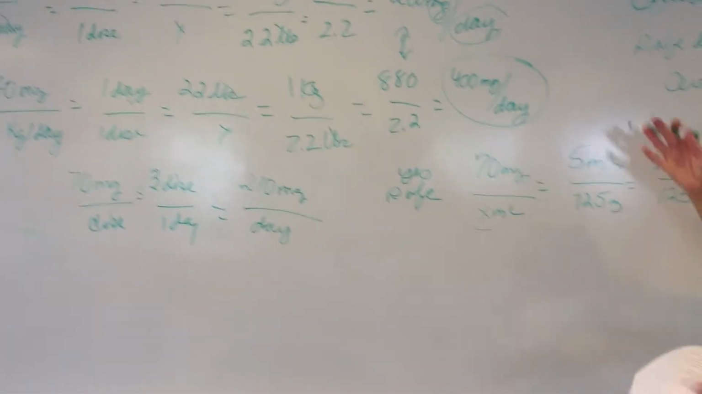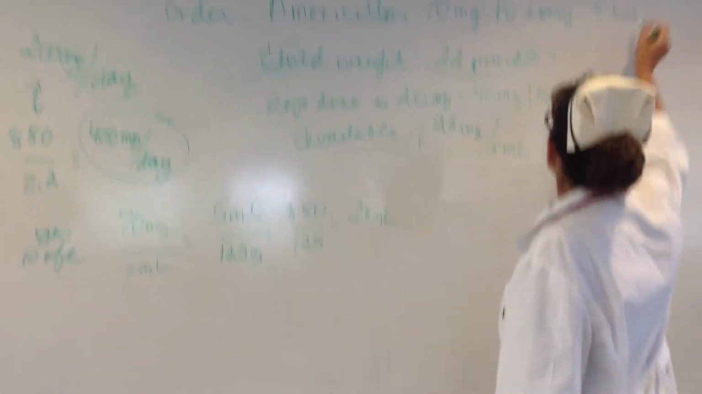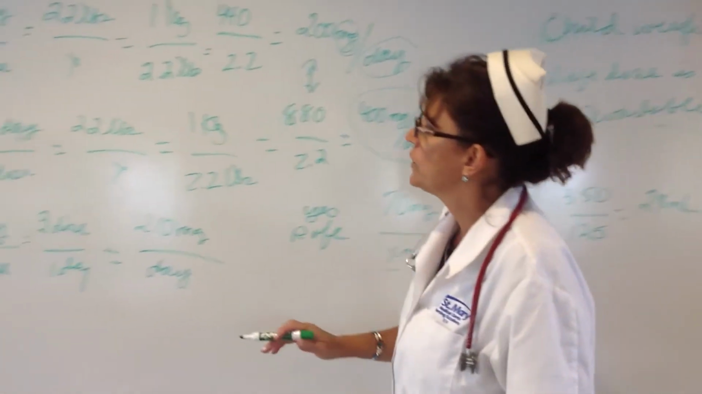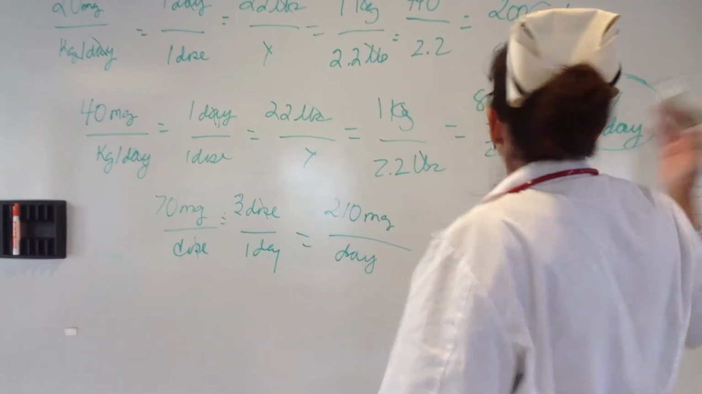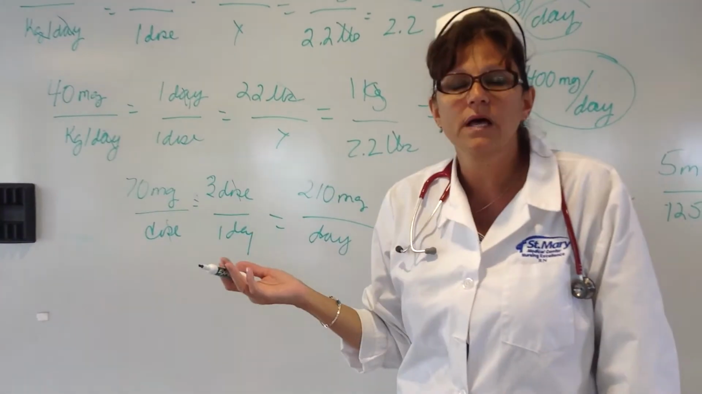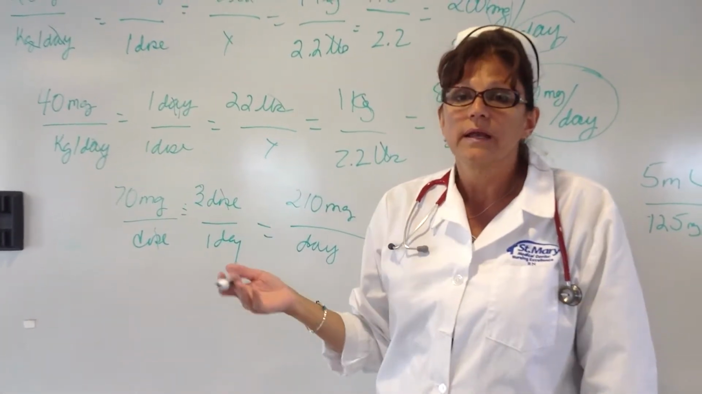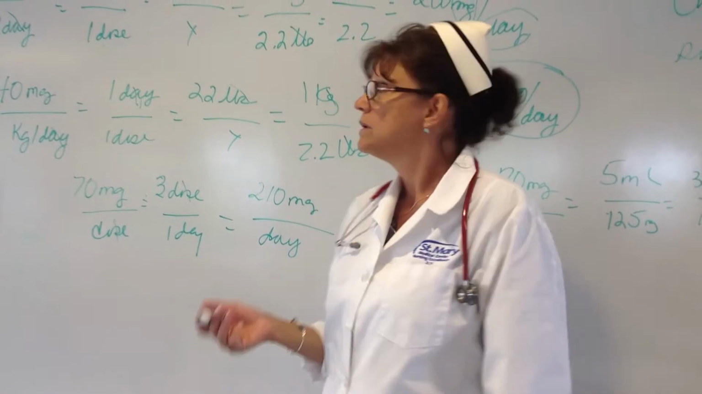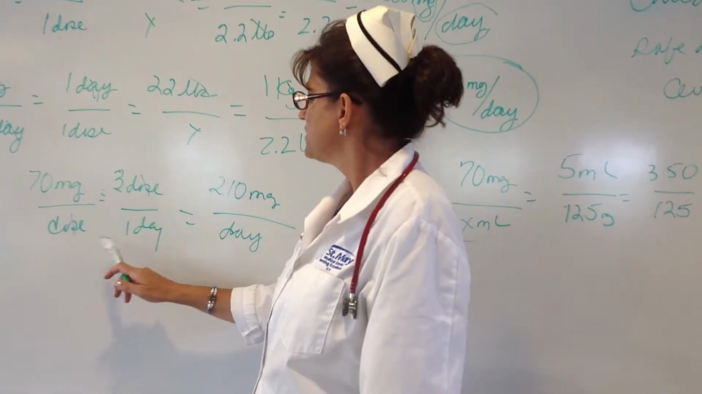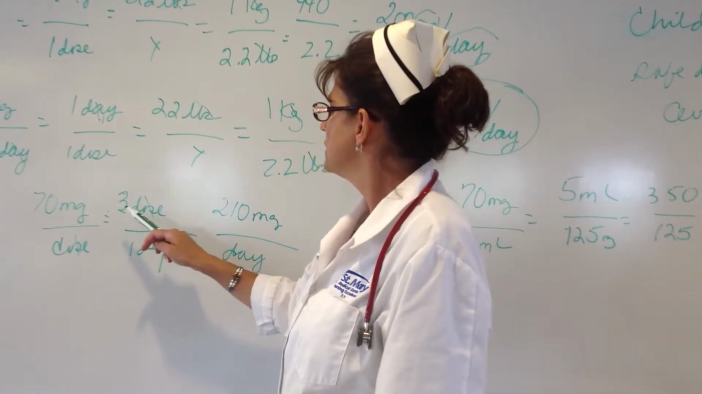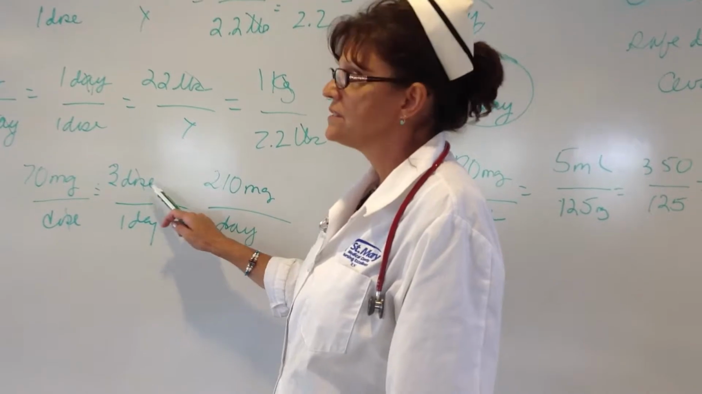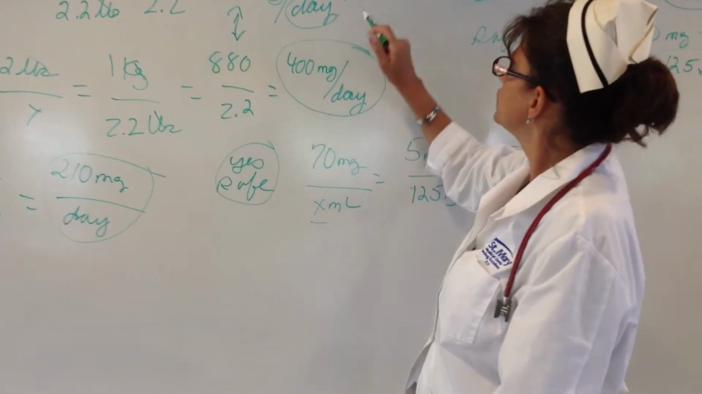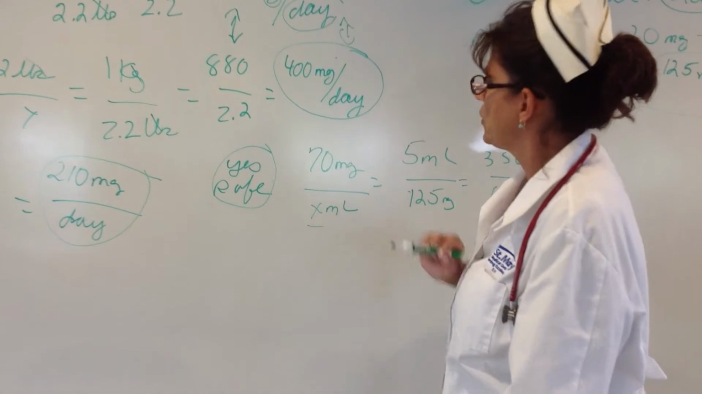Well, let's go see what's ordered. 70 milligrams PO every 8 hours. The physician orders this. Is that going to be safe for this child? You can find out. You can look at that order and say, wow, 70 milligrams every 8 hours, that's 3 times a day, right? Every 8 hours, so 70 times 3 is going to be 210 milligrams. That's in that range. However, you could set it up as a proportion, 70 milligrams in a dose, 3 doses in one day, because 3 doses is every 8 hours, 210 milligrams a day. Yes, it's safe. It is between 200 and 400 milligrams a day. That is a safe dose.